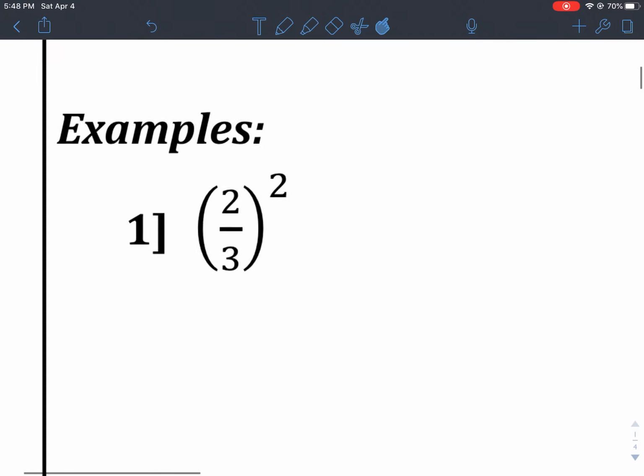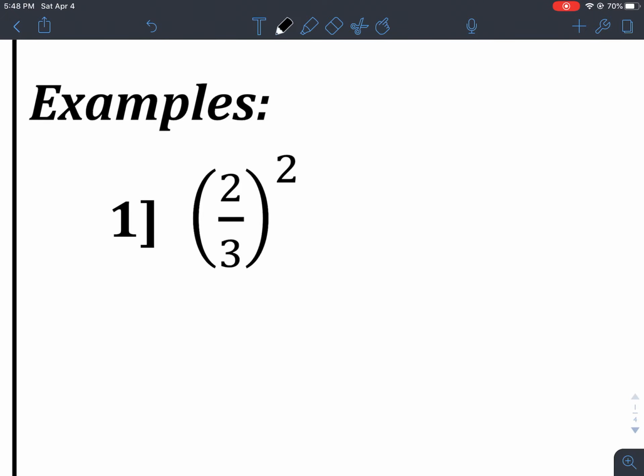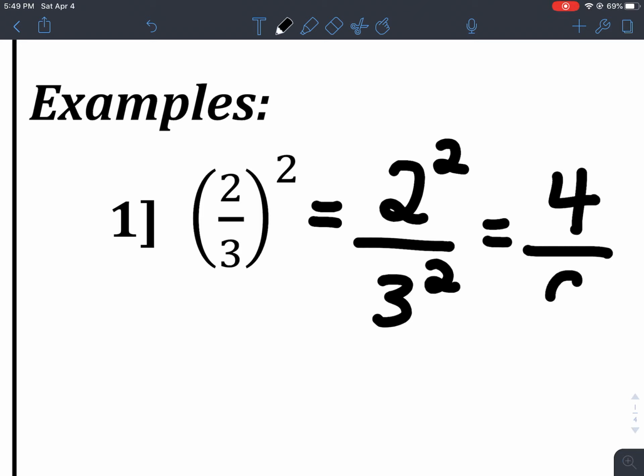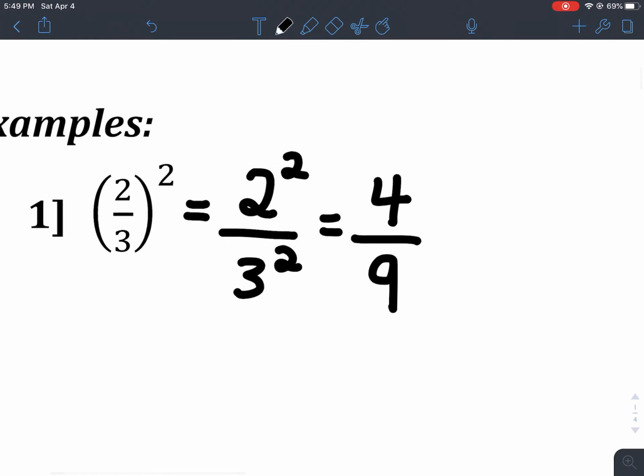The first one, if you take a look at that, this whole fraction is being raised to the second power. So what we're going to do is raise the numerator to that power and the denominator to that power. Then we can simplify 2 squared, which is 4, and 3 squared, which would be 9. 4 over 9 cannot be further reduced, therefore that is our answer.